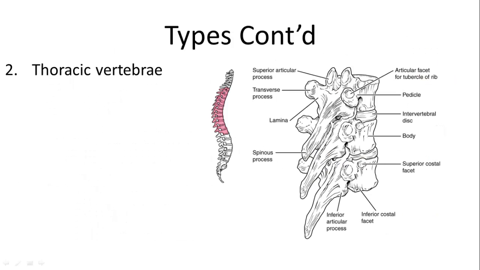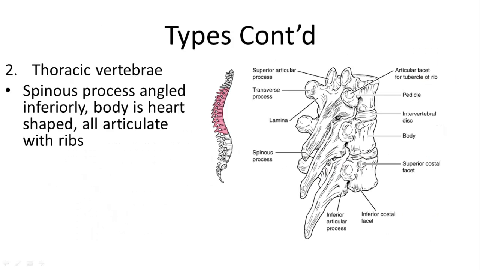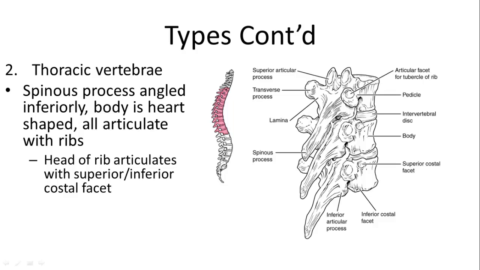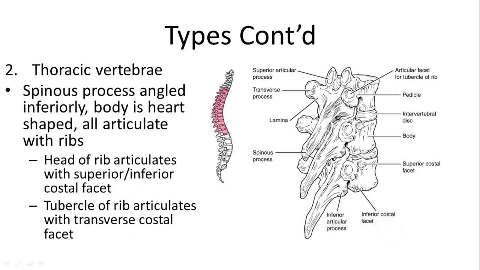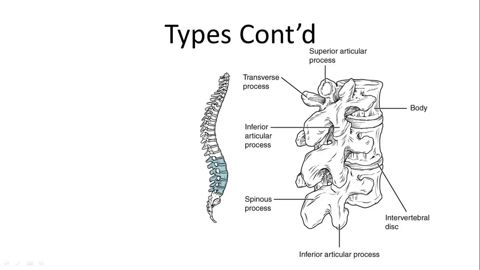The thoracic vertebrae, again, have a very angled spinous process. You can see here, angled down. All of them articulate with the ribs. The head of the rib articulates with the superior and inferior costal facets, and the tubercle of the rib articulates with the transverse costal facet. So here's a superior costal facet. Here's the articular facet, and so the head and the neck will articulate there.